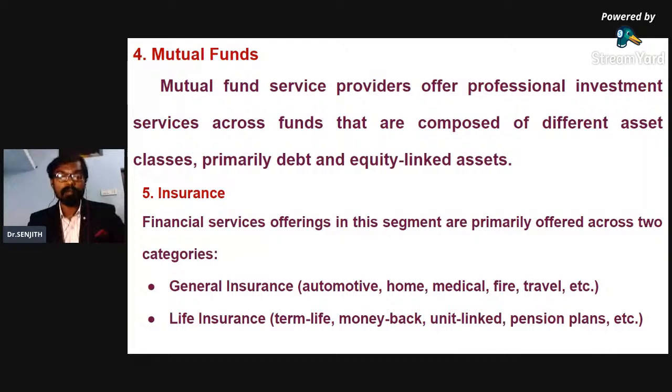One is general insurance and the other is life insurance, right? Both general insurance as well as life insurance come under financial services. Life insurance is for individuals, and general insurance is for companies, for medical purposes, for fire accidents, and travel uncertainties. So insurance services also come under financial services, do remember.